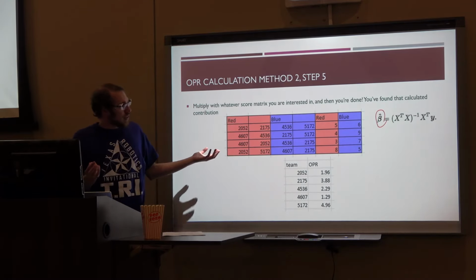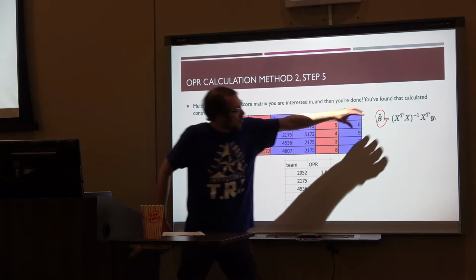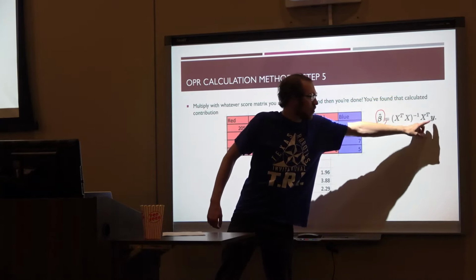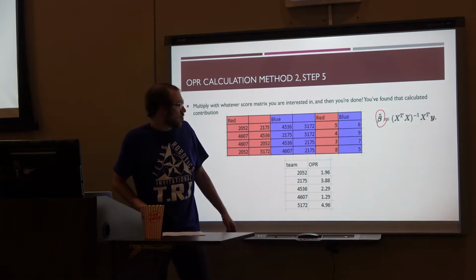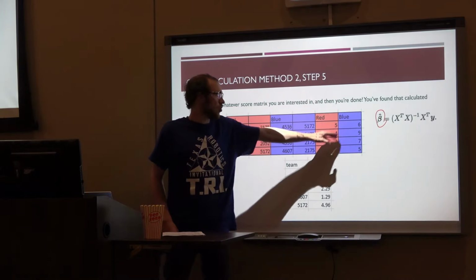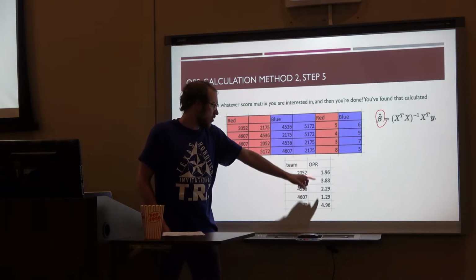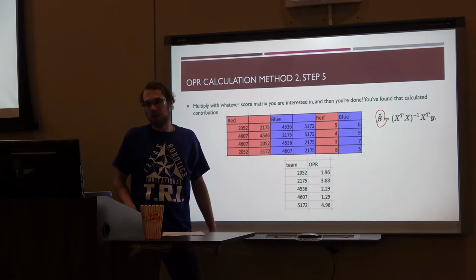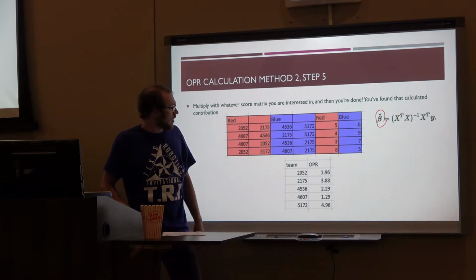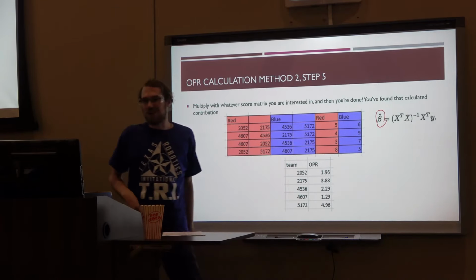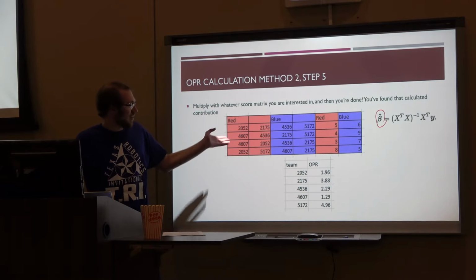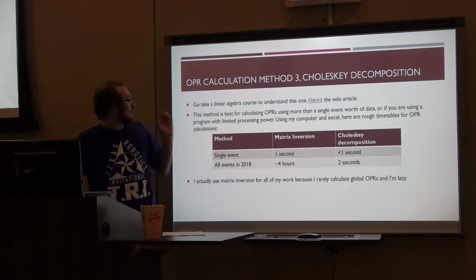And now the very last step, to actually get the calculated contribution, you take all of that and you multiply it by some kind of score matrix. So we have scores here, and you multiply those together and you get these OPRs. So that's the theory for that formula, step by step, what it all means.